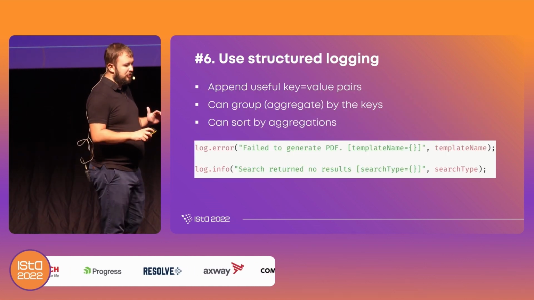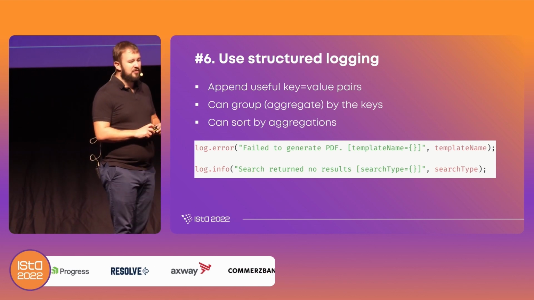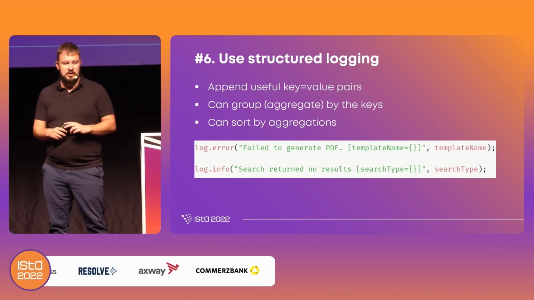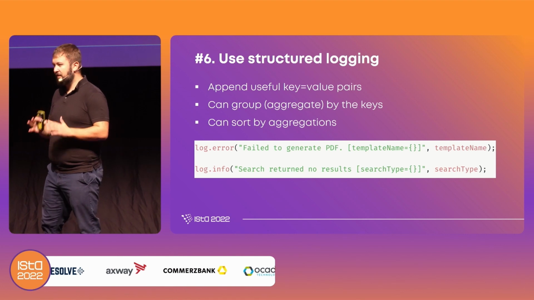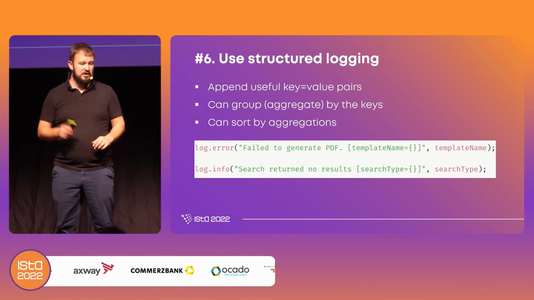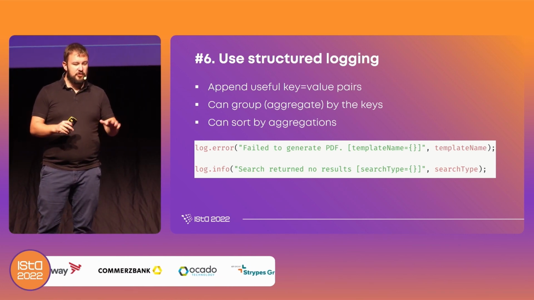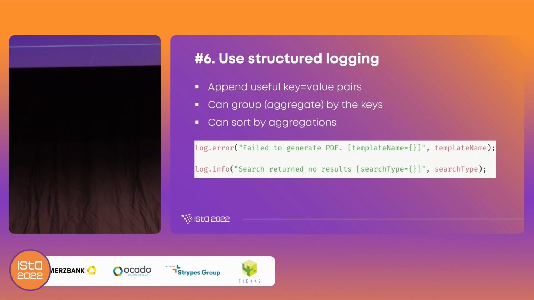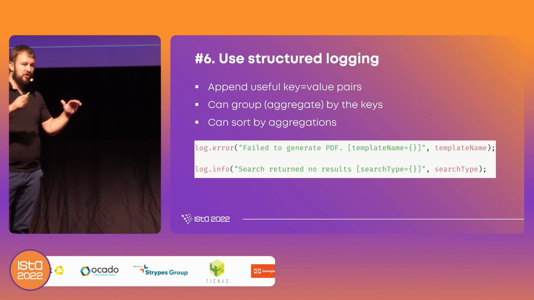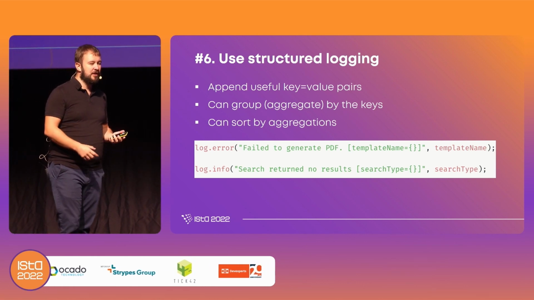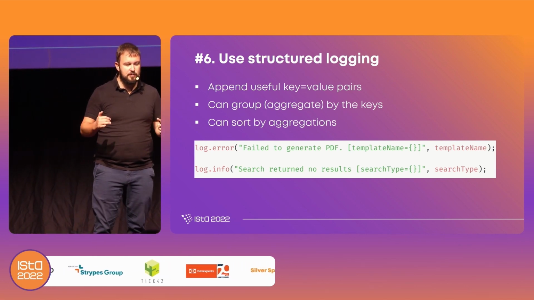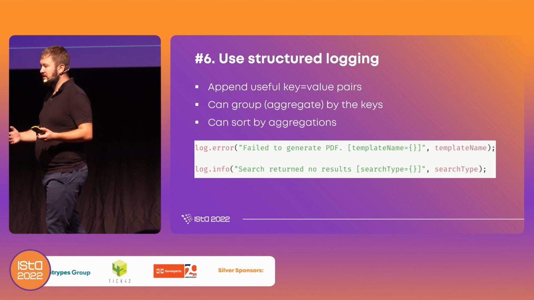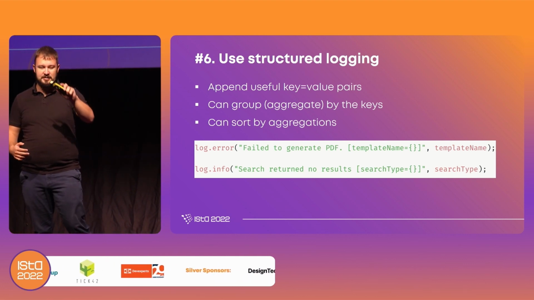And the next super useful strategy to use here is called structured logging. With structured logging, you append useful key value pairs in your log that looks like this. Here, for example, we have failed to generate PDF, and then we can say, okay, for this particular template. And then I can go in my Kibana and I can say, okay, group this message by the template name. And I can say, okay, for this template, there are 19 such errors.